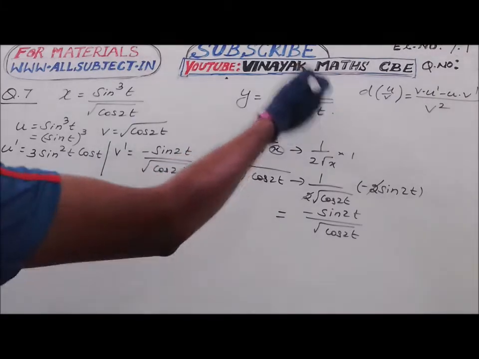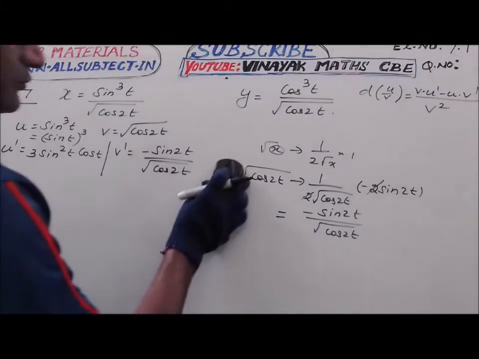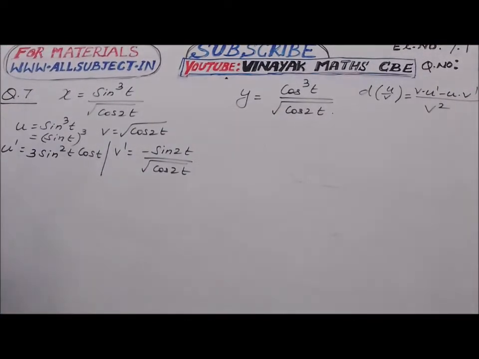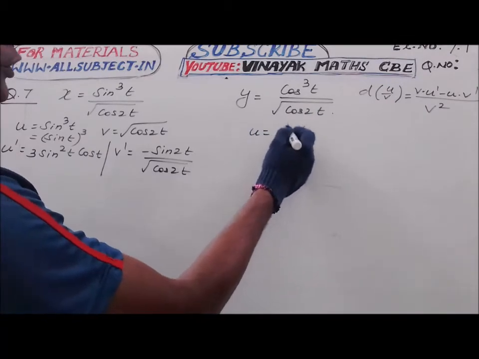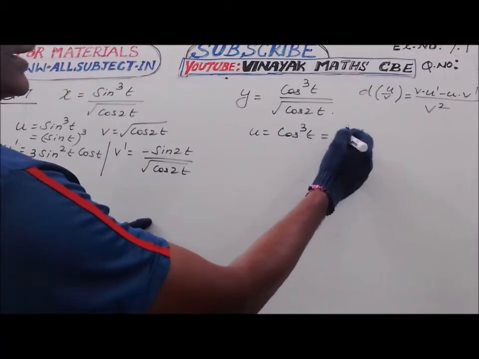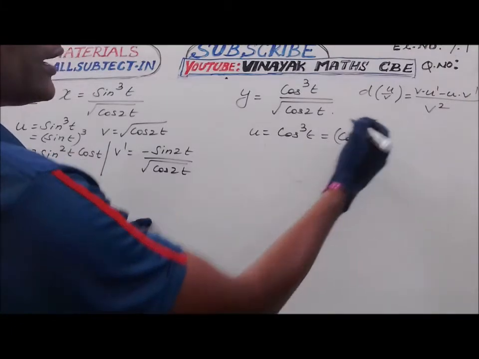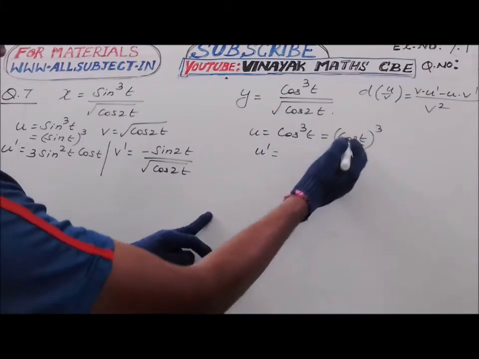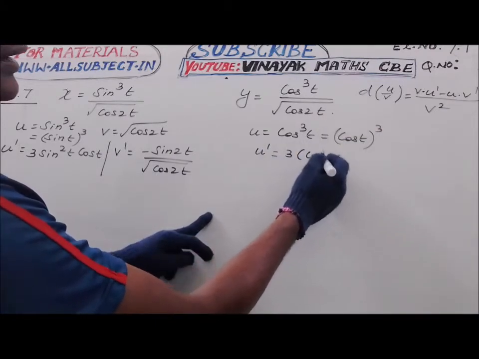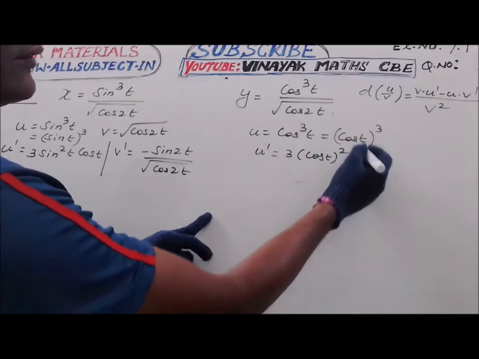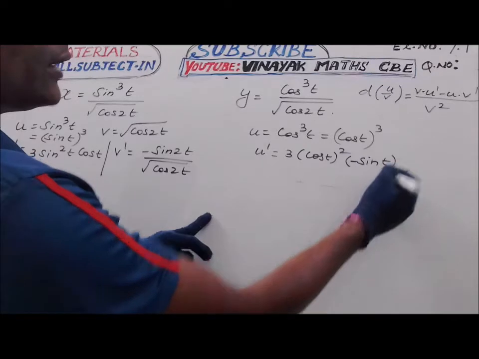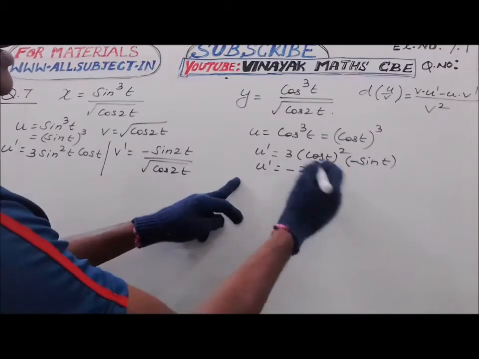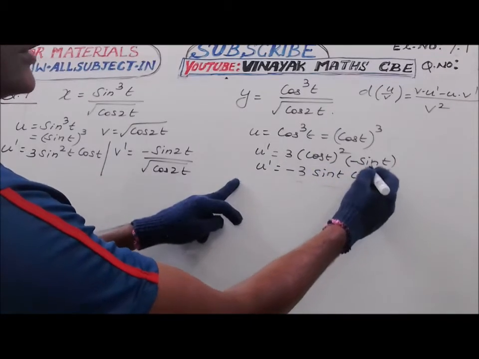Now here u is cos cube t. So what is the derivative of cos cube t? Here, like sin cube t, cos cube t can be written as cos t whole cube. Now differentiating this, u dash is equal to, applying the x power n formula, n x power n minus 1 into derivative of cos t, which is minus sin t. Therefore by applying chain rule, u dash is equal to minus 3 sin t cos square t.